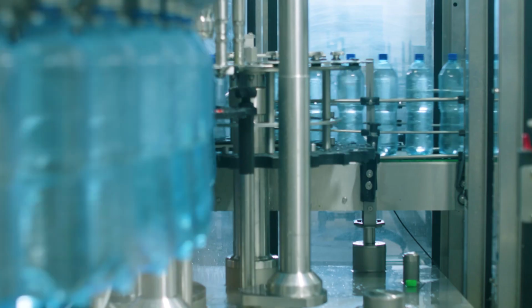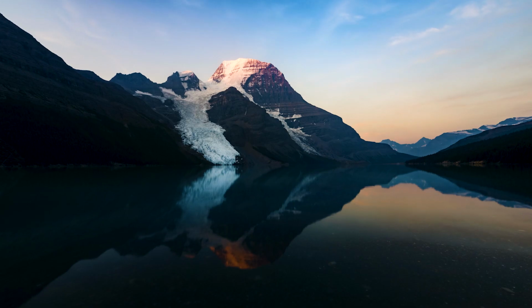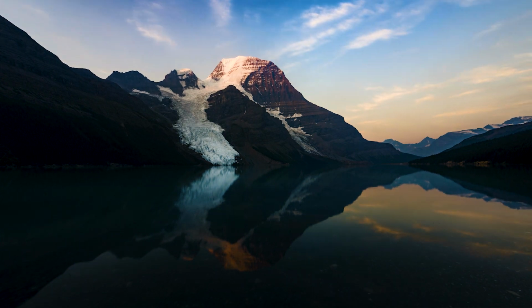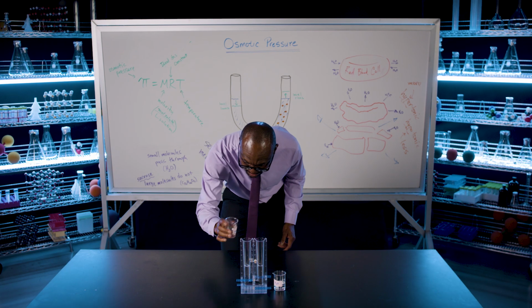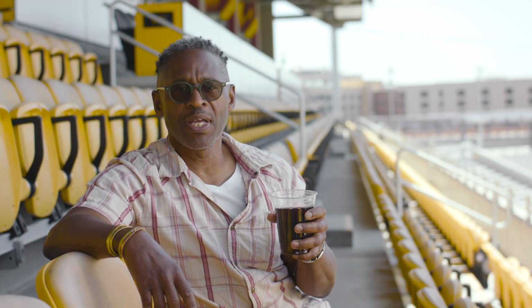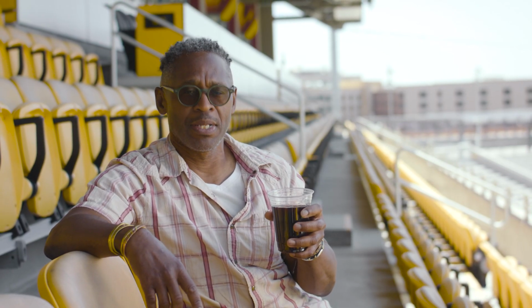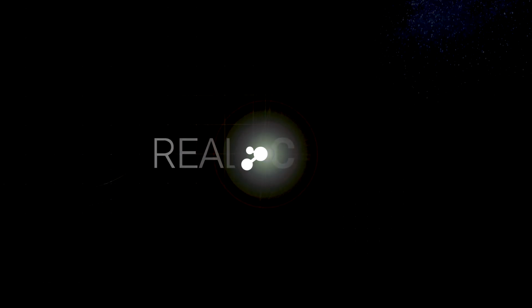Understanding solutions is crucial for the food industry, for sanitation and healthcare, for environmental protection, pharmaceuticals, and so much more. In this unit, we start by looking at the properties of solutions before unpacking their relationships with gases, solids, and other liquids. So enjoy the journey and don't let your soda go flat. Now let's get to work. This is Real Chem.